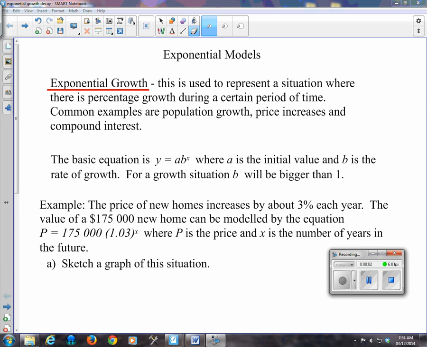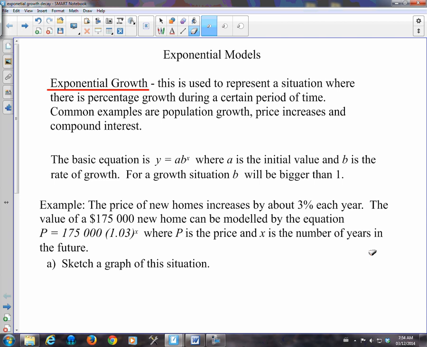All right, last exponent lesson, lesson 7 in unit 4. We're going to look at exponential growth and exponential decay. So some more word problems. Exponential growth is used to represent a situation where there is a percentage of growth during a certain period of time. Some common examples are a growing population or price increases or money, compound interest.